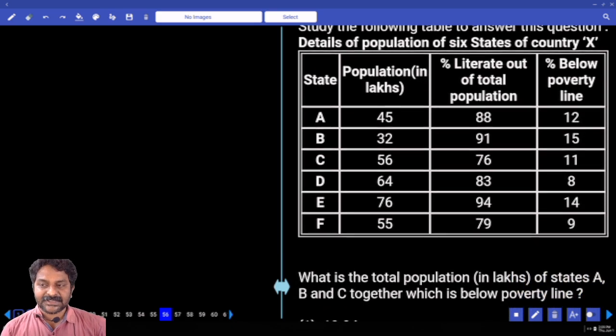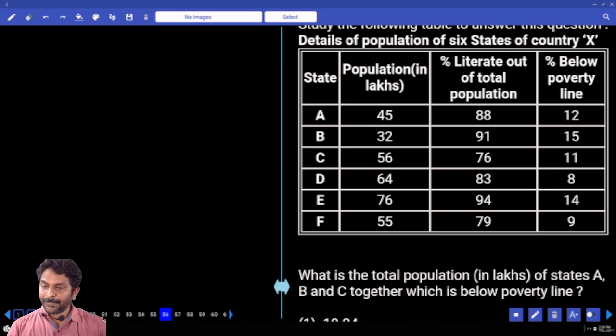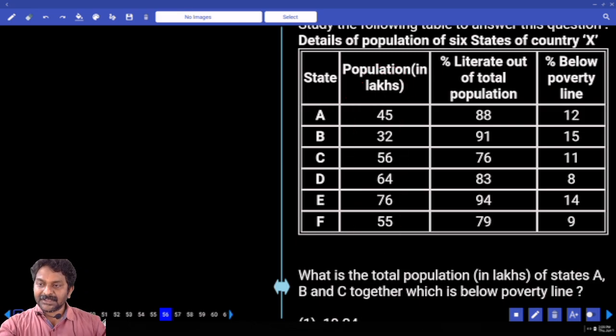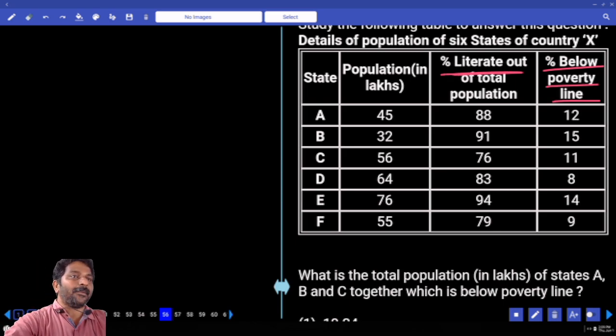Details of the population of 6 states of country X. All the values are in lakhs. Next, the percentage of literate out of the total population. So this 88% is calculated on 45 lakh. Percentage below the poverty line. See, both are different information. One is talking about literacy, the other about the poverty line. Both are completely different, right?